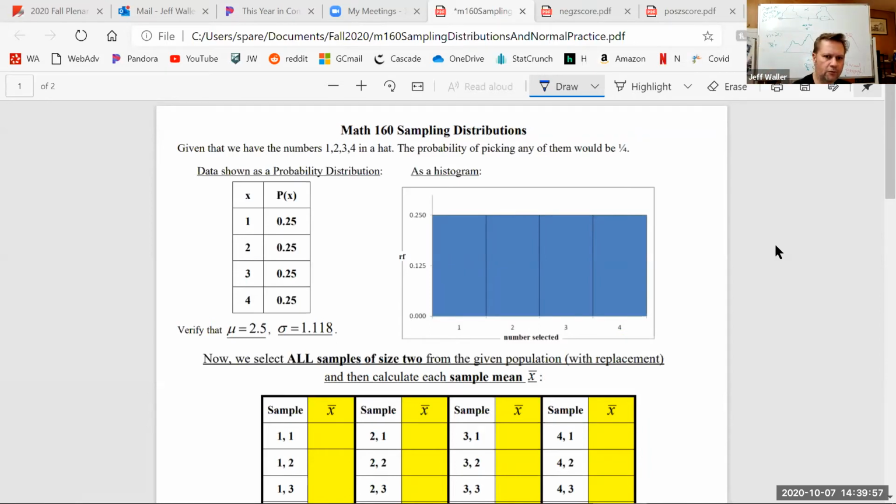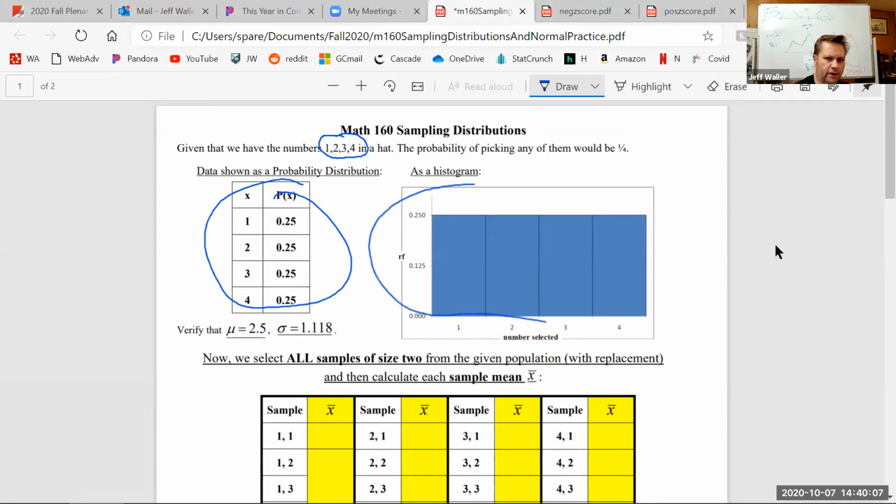So here's my original population. My population, I put the numbers 1, 2, 3, 4 in a hat. Here's what it looks like if I graph it. If I put 1, 2, 3, 4 in a hat, they all have a 1 out of 4 chance of happening, right? So that's what it would look like. It's a nice uniform curve.